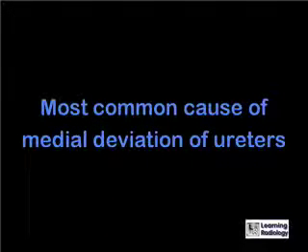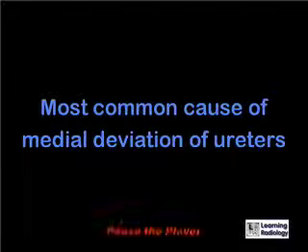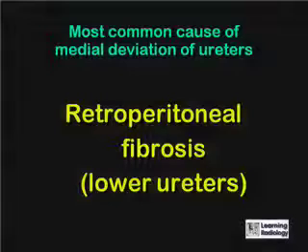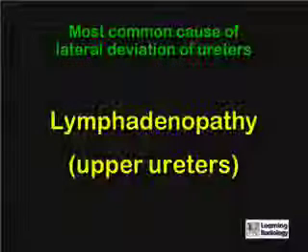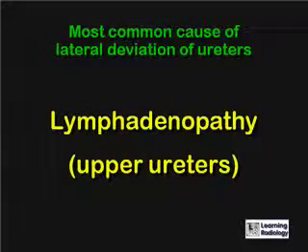What is the most common cause of medial deviation of the ureters? Retroperitoneal fibrosis, especially the lower ureters. What is the most common cause of lateral deviation of the ureters? Lymphadenopathy, especially the upper ureters.